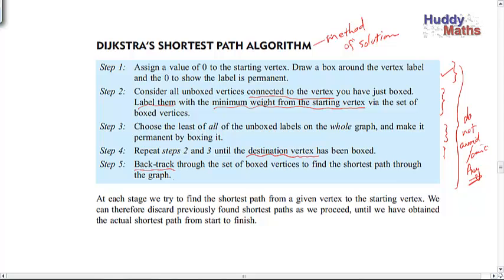Let's have a look and see what we can do. We are trying to find the shortest path from a given vertex back to the starting vertex. Okay, and as you proceed, you get rid of the other shortest paths until you've got the one that wins, if you like. Let's do a problem now.